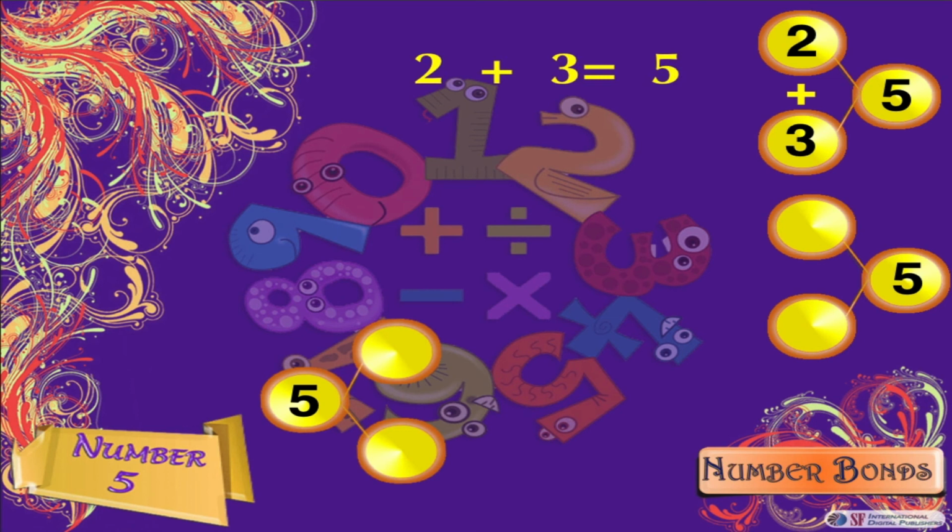In the second pair, there are two numbers, 4 and 1. When you add 4 and 1, it returns number 5. In the third pair, there are two numbers, 3 and 2. When you add 3 and 2, it returns number 5.